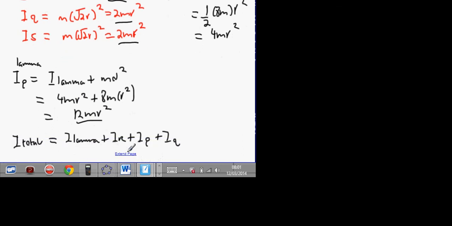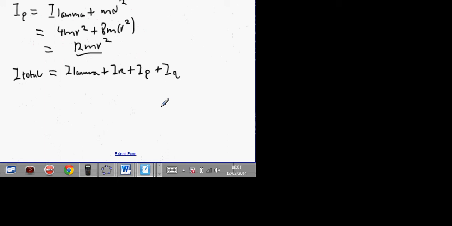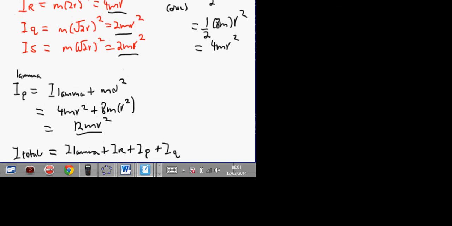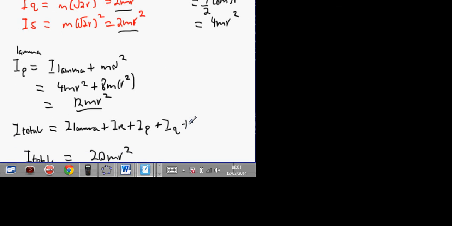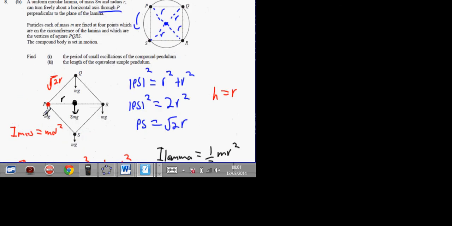Why not add in the inertia of S? Oh, sorry, I was meant to. Now, the only one I didn't add in the inertia of was P. Why does it have no inertia? Because it's located on the pivot point. It's located on the fulcrum. If you're located on the fulcrum, you have no inertia, because it's rotating around P.